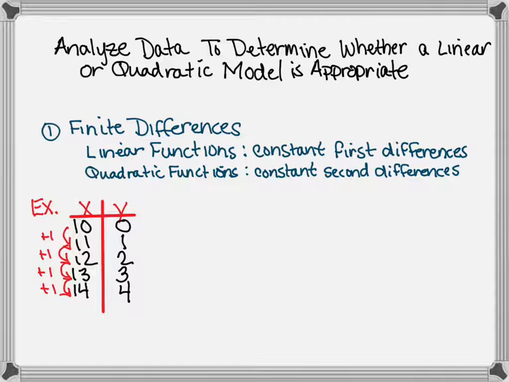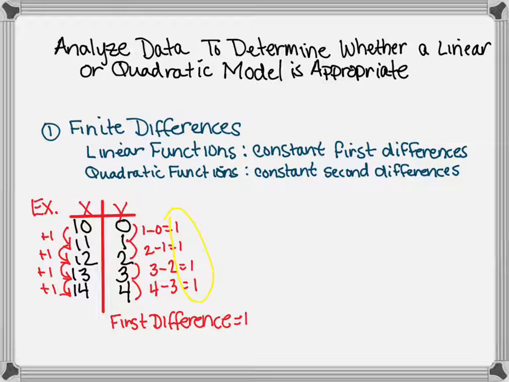Now let's look at how our y values are changing. From 0 to 1, we'll look at 1 minus 0, and our difference is 1. From 1 to 2, we'll look at 2 minus 1, and our difference is 1. From 2 to 3, we'll look at 3 minus 2, and our difference is 1. From 3 to 4, we'll look at 4 minus 3, and our difference is 1. These are the first differences. And here we see that we have a constant first difference, and that constant first difference equals 1.